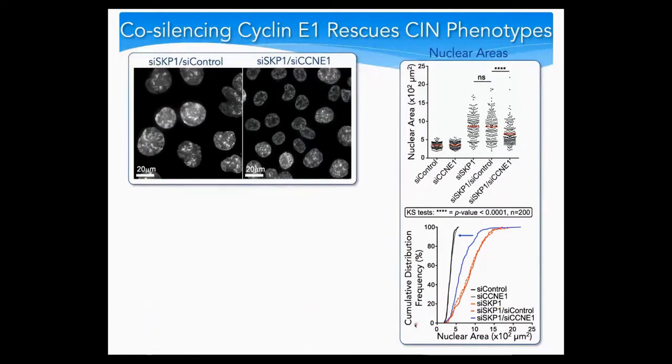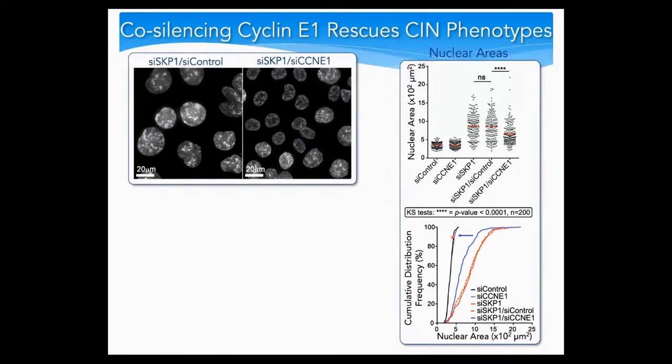Now, those data presented a slightly different way are shown here. We're looking at the cumulative distribution frequencies of those nuclear areas. Shown in gray and black are the SI control and cyclin E1 silenced conditions. Shown in red are the skip1 silenced condition, and shown in blue is the dual skip1 cyclin E1 silencing condition. What I want to draw your attention to is that this blue line is moving away from those reds back towards those negative controls, although not all the way.